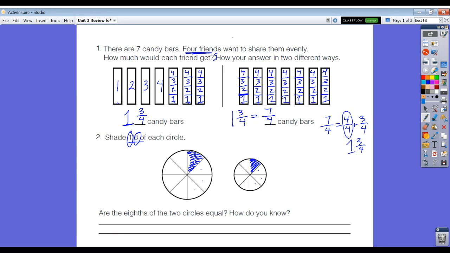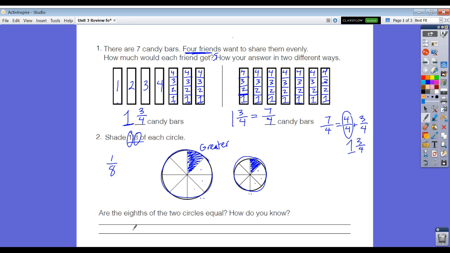The next question says, are the eighths of the 2 circles equal? How do you know? Well, look at them. Would those be equal? No. This one is clearly greater. I was going to say bigger, but I'll use better math vocabulary. This one is clearly greater, a larger shape than this one in my visual model. So why? I'm like, well, 1/8 should be 1/8, right? But the whole being considered was different. Here my whole was a large circle. Here my whole was a smaller circle.